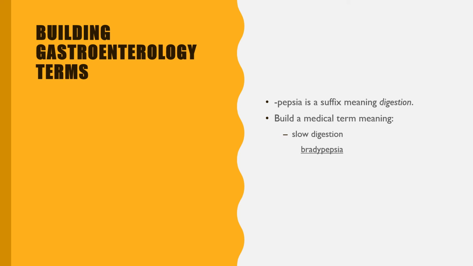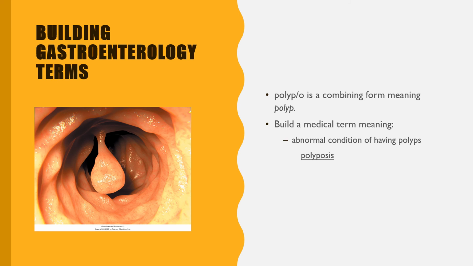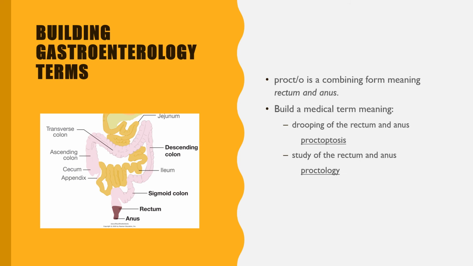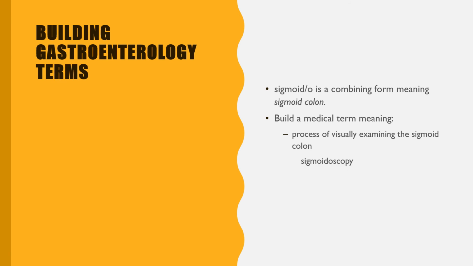Bradypepsia is slow digestion. Since phasia is a suffix that means eating or swallowing, aphasia means without swallowing. Polyposis is an abnormal condition of having polyps. Proctoptosis is the drooping of the rectum and the anus. Proctology is the study of the rectum and the anus. Rectocele is the protrusion of the rectum. Sigmoidoscopy is the process of visualizing the sigmoid colon. So that's it for building gastroenterology terms.